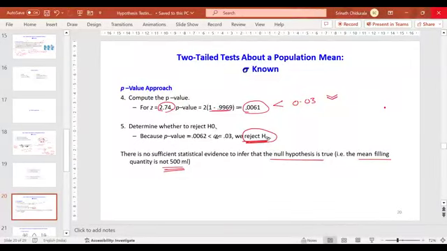I'll take a pause. Let me know if anybody has any question. Sir, in the fourth step, we have done 1 minus, 2 into 1 minus. Anybody wants to answer this question? Why are we doing 1 minus?